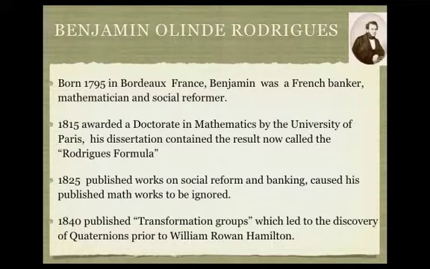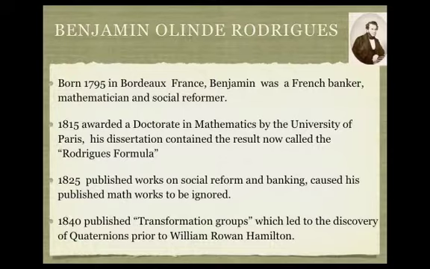Let's talk about the history behind quaternions. It started with Benjamin Rodrigues, who was born in 1795 in Bordeaux, France. Benjamin was a French banker, mathematician, and social reformer. In 1815, he was awarded a doctorate in mathematics by the University of Paris, and his dissertation contained what is now called the Rodrigues formula. In 1825, he published work on social reform and banking, which caused his mathematical work to be overlooked by the mathematical community, because they felt he wasn't really a true mathematician.